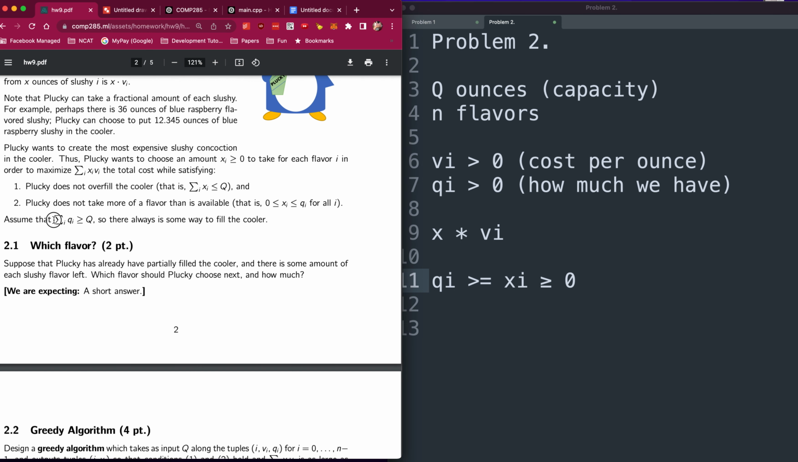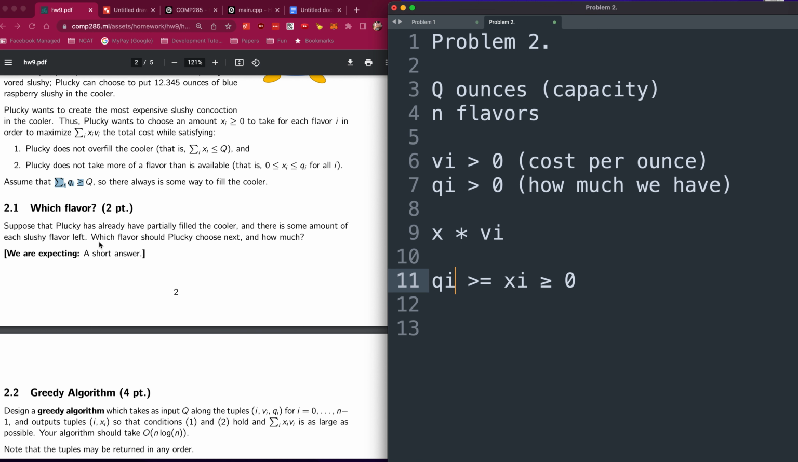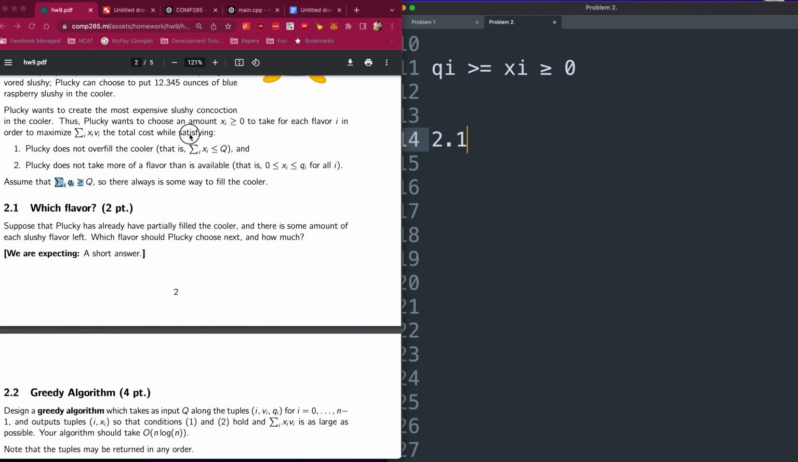So what we're going to do is assume, first of all, and this is an interesting assumption that you need to take into consideration, that there is always enough slushy to fill the cooler, okay? So if you add up all the slushy available, there will always be enough to fill up the cooler. Okay. So let's move on to question 2.1. Hopefully you guys understand the problem statement.